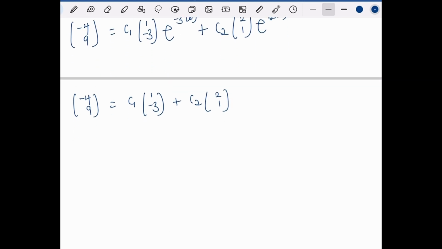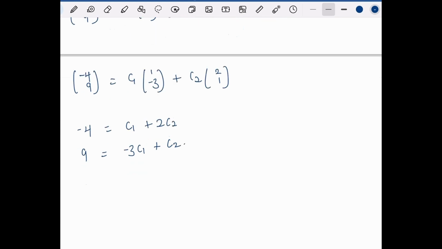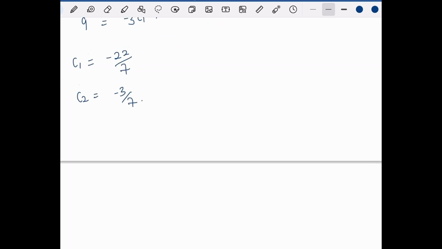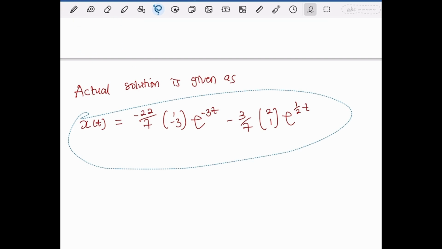So now we have another system of equations to solve. You're going to have minus 4 equals c1 plus 2c2, and 9 equals minus 3c1 plus c2. So we just solve this given simultaneous equation. So our actual solution is given below.